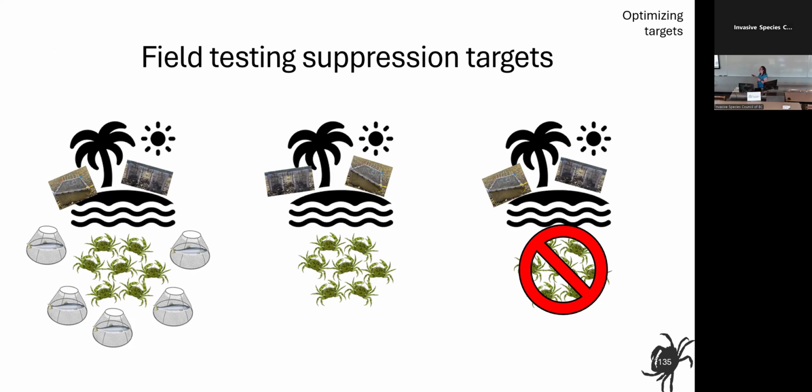Yeah, and while the goal is 10 to 20 crabs per trap per day, we acknowledge that we might not get down to that point, and more intensive trapping might need to be done.